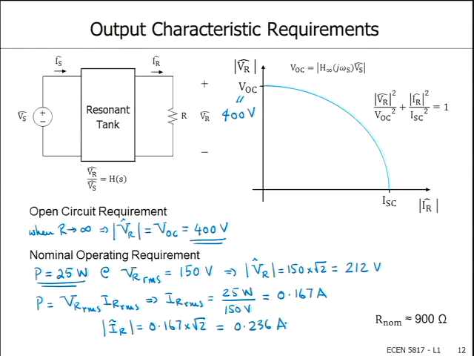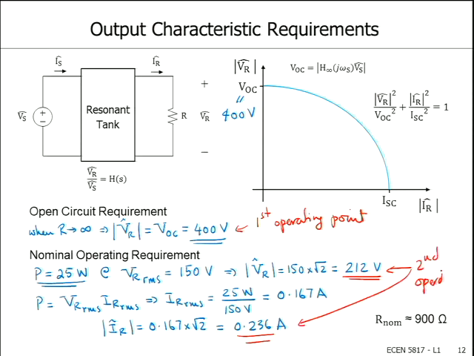So this set here is our second operating point. Right? So we have one operating point, this is our first operating point, and then this is our second operating point. All right, and the first operating point has the current is zero, right? So the first operating point is really here, and then the second operating point is somewhere here, at 212 volts and 0.236 amps. Those are our two operating points.